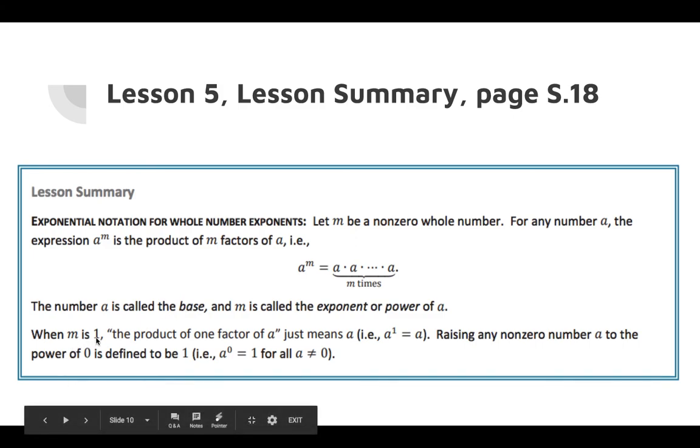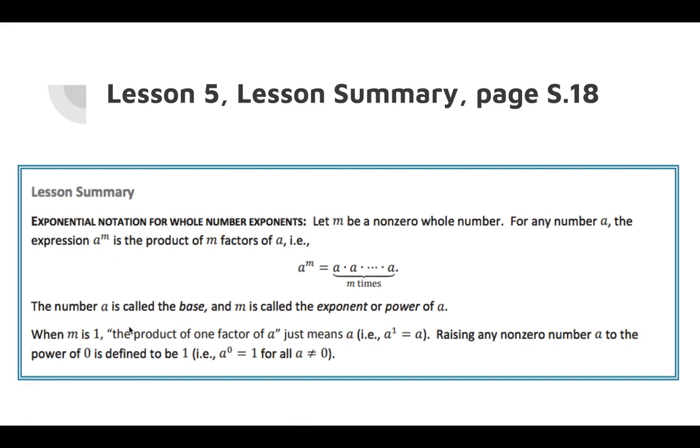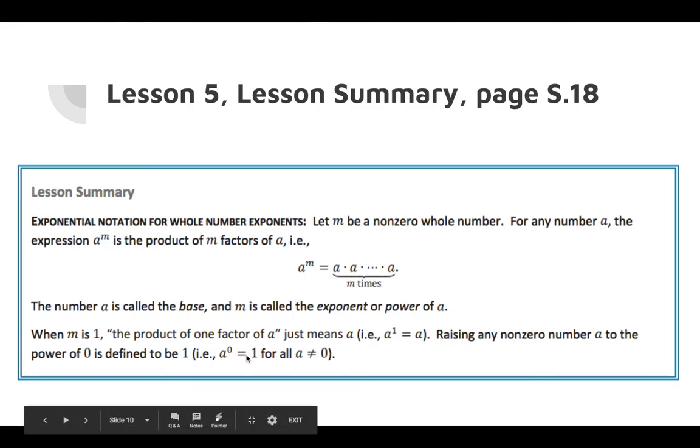So when m is 1, this is something important that we did not talk about earlier. When m is 1, the product of one factor of a, a to the m, just means a. So a to the power of 1 equals a. Raising any non-zero number a to the power of 0 is defined to be 1. So a to the power of 0 equals 1 for all a that does not equal 0. So a should not equal 0, but your exponent can. And when it does, that just tells you 1.